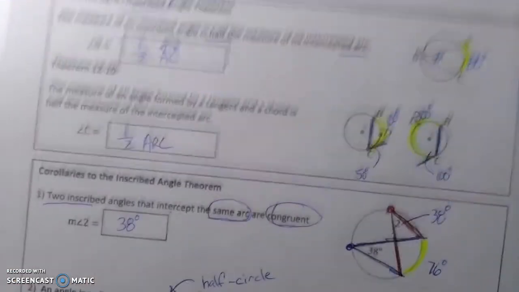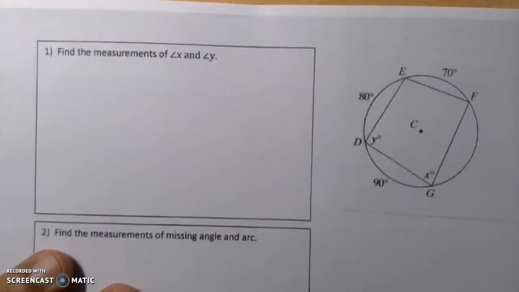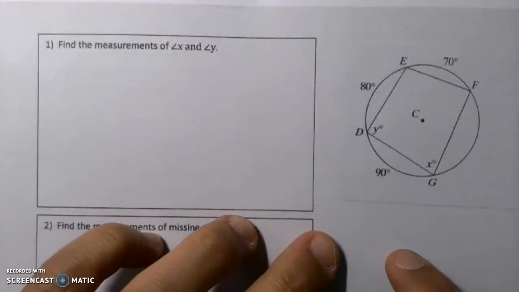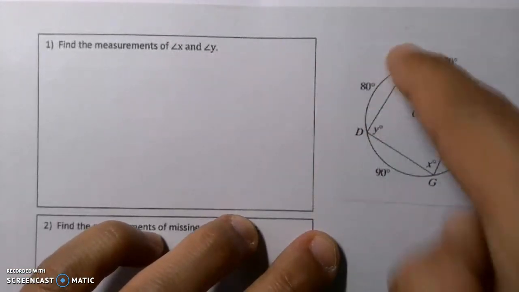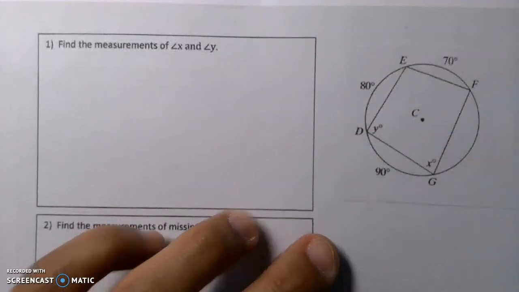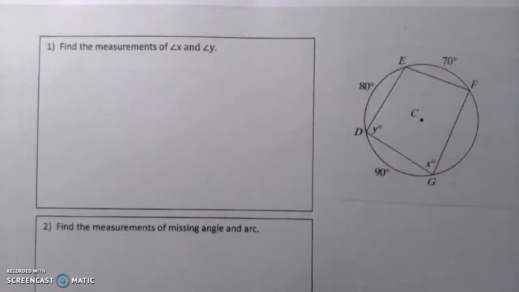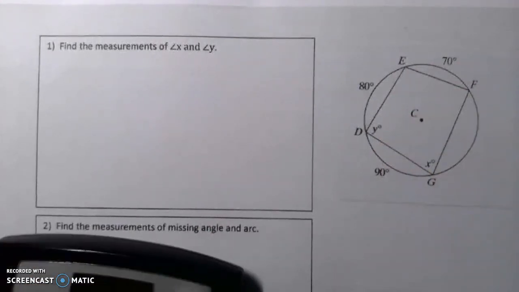Okay, let's try some inscribed angle type questions. Number 1 here. Find the measurement of x and y. Well, what we're going to do first is just figure out all of the angles on the outside, and then we can come back and figure out all of the arcs on the outside, and then we'll come back and figure out all of the angles in this four-sided figure here. So let's first do this.